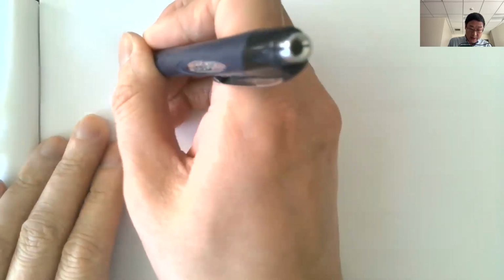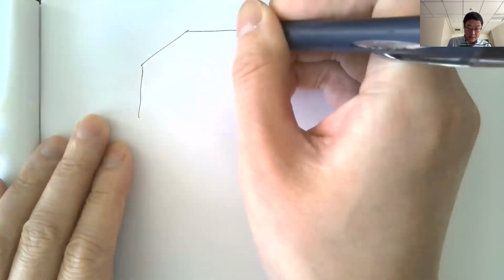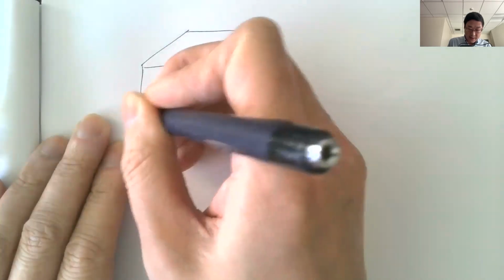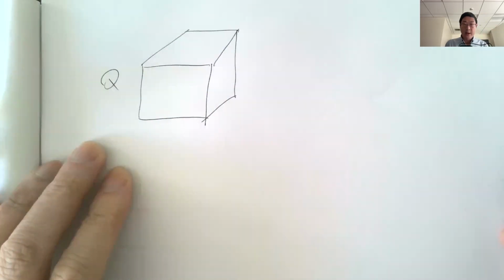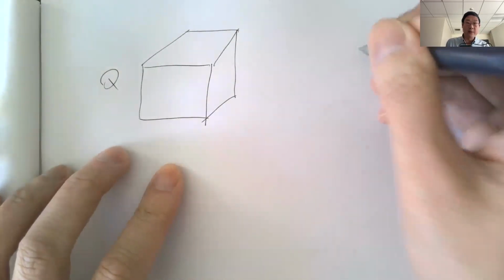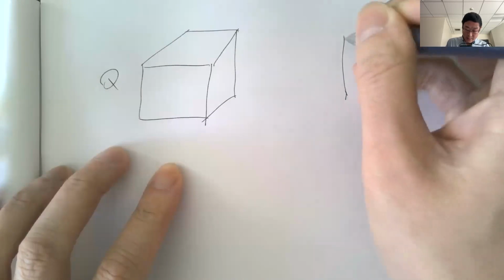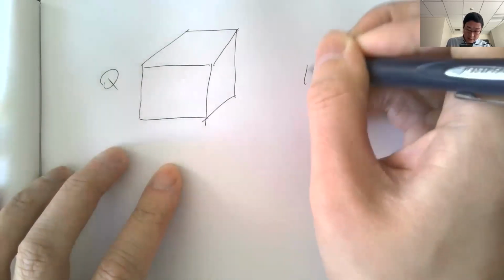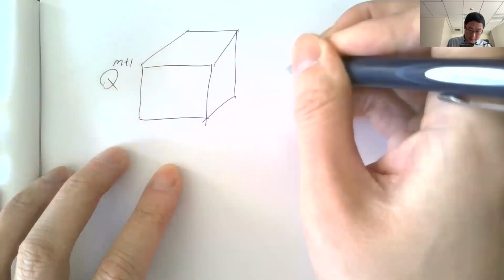Well, again, we're going to do something very similar to what we did in Kaufman's example. I'm going to take my domain. Remember, my domain is going to be a ball of dimension m plus one. So let's call this Q. And I'm going to have my range. And again, my range is going to be a ball of dimension n plus one. So this is m plus one. This is n plus one.